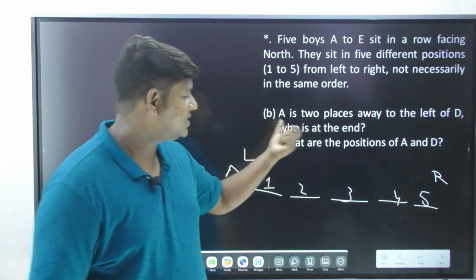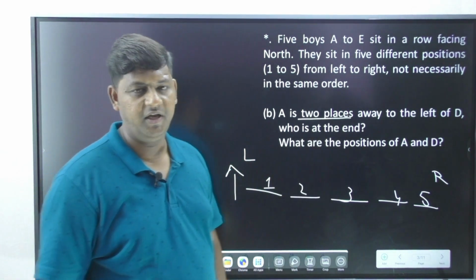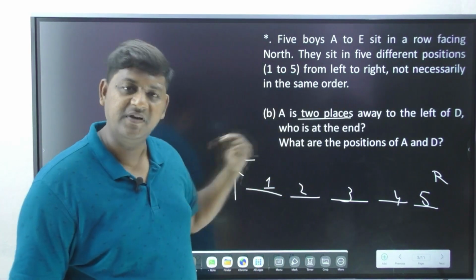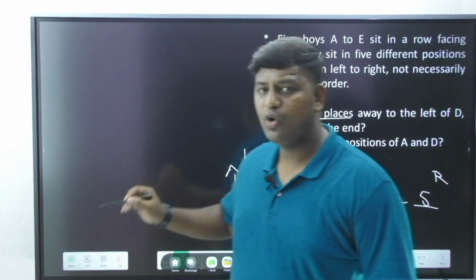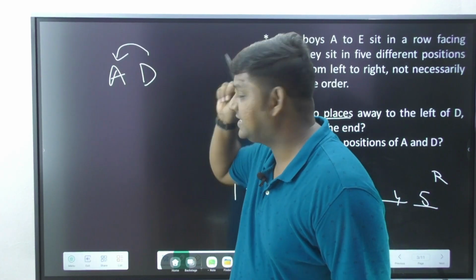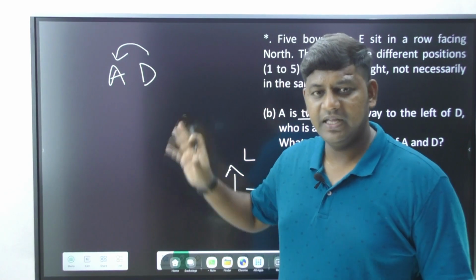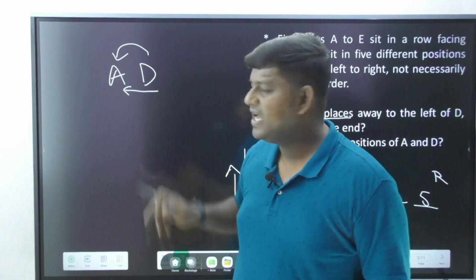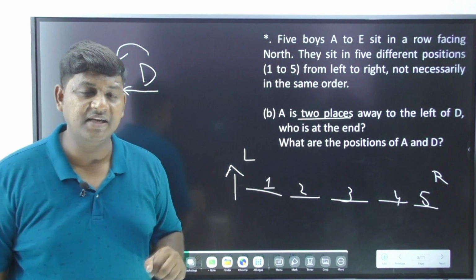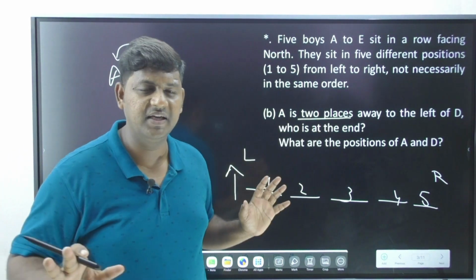Okay, now what is it saying? A is 2 places away to the left of D. So now tell me, is A left side of D or D left side of A? I clearly told you that you are supposed to understand the information from the right side person's point of view. Now whose point of view are you going to understand? That left side is definitely from D's point of view. Now we got the clarity. On D's left hand side I need to bring whom? A. One thing is very clear.